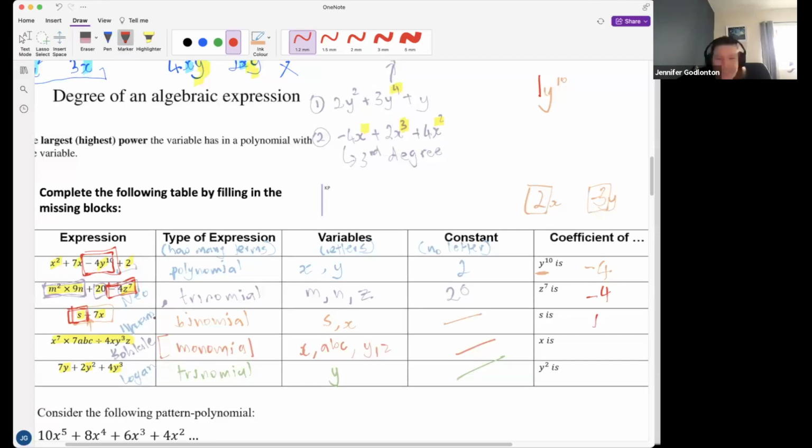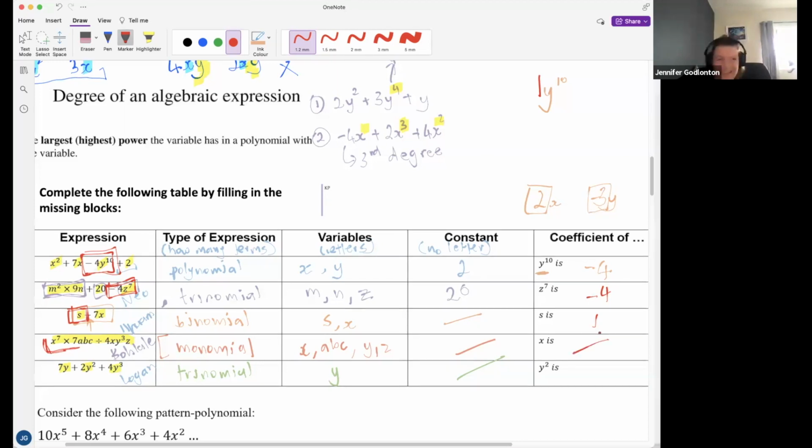The coefficient of x. Now we got to be careful. Do I have a single x in this expression? Is there anywhere in there where I have a single x? No. So we cannot answer that.